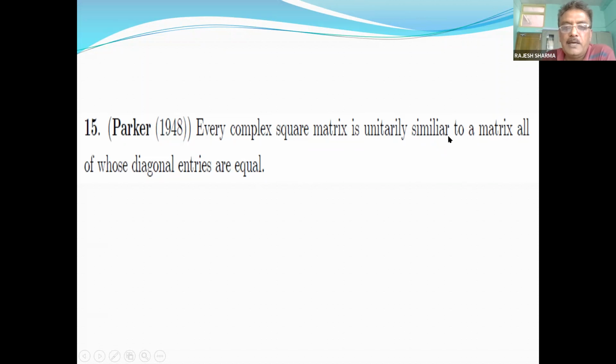Every complex square matrix is unitarily similar to a matrix whose diagonal entries are all equal. This is a very important result. That is, if a matrix is given, we can find a unitary U such that the diagonal entries of U star AU are all equal. This you can try and we will discuss it in the next tutorial.